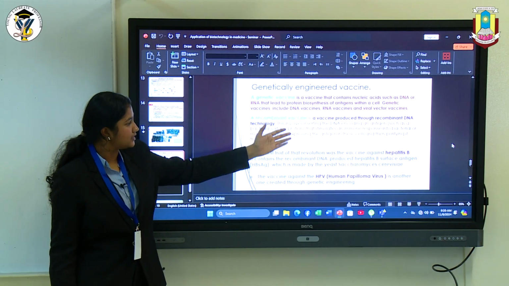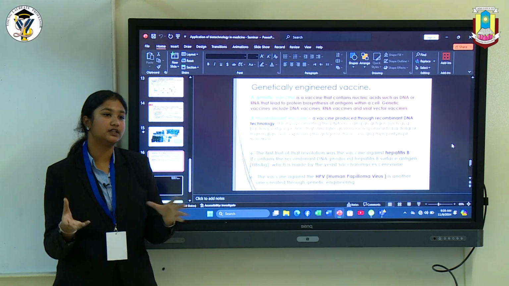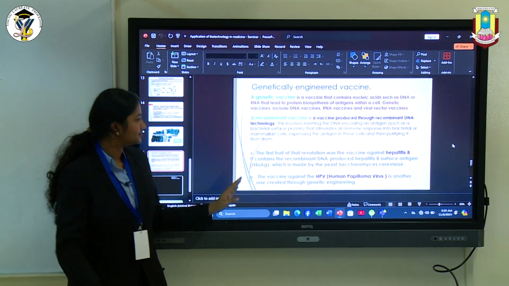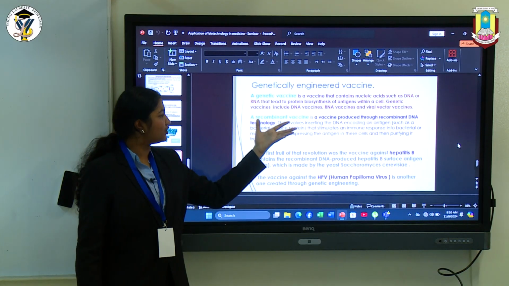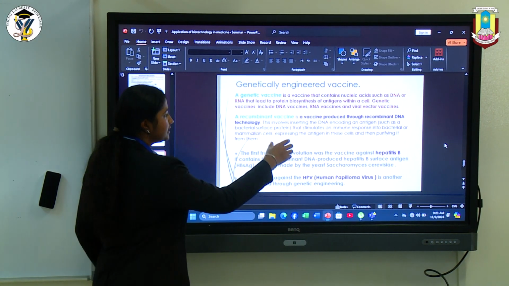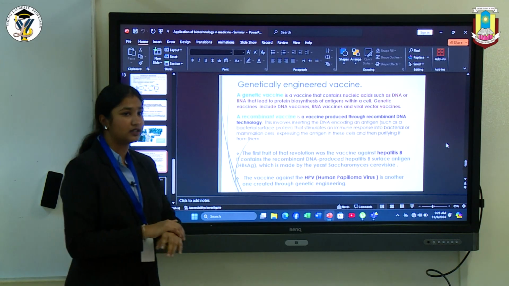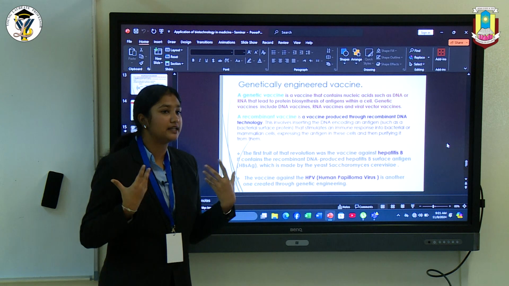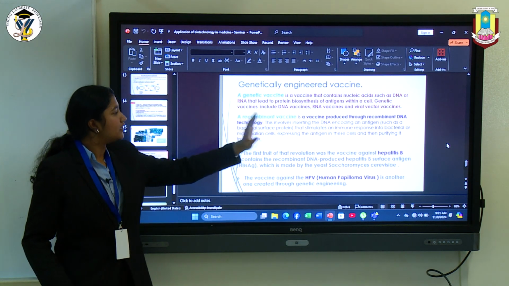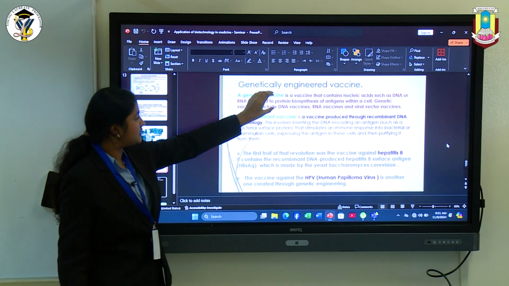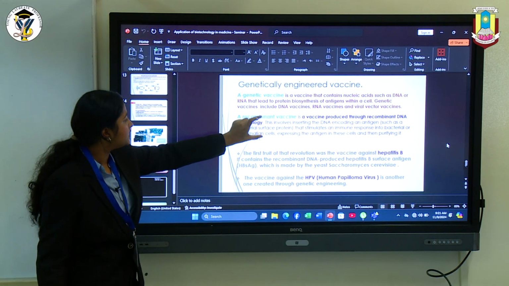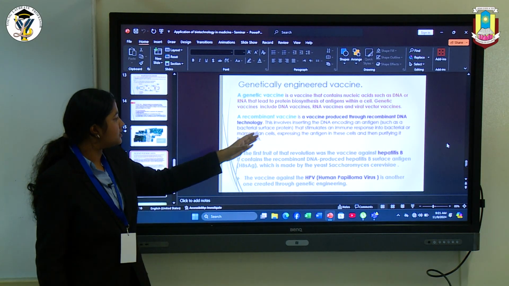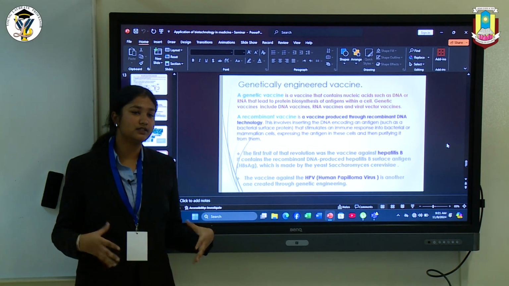Next is a recombinant vaccine. Recombinant vaccine is prepared using recombinant DNA technology. Recombinant DNA technology and biotechnology are the same thing. In a recombinant vaccine, we insert the DNA encoding an antigen, such as a protein found on the surface of a pathogen like a bacteria, and this stimulates an immune response. Same thing here. This vaccine has the protein or the surface antigen of that pathogen. So when this is injected into the body, our immune system produces antibodies against it.